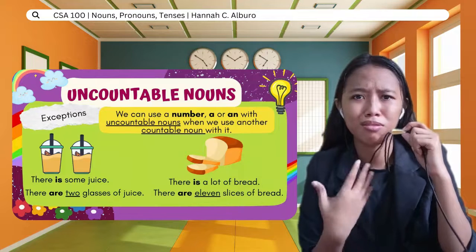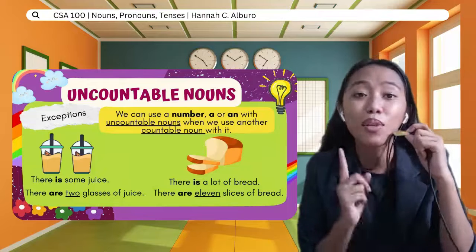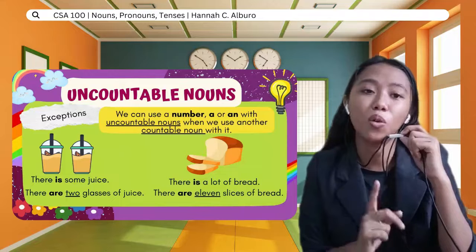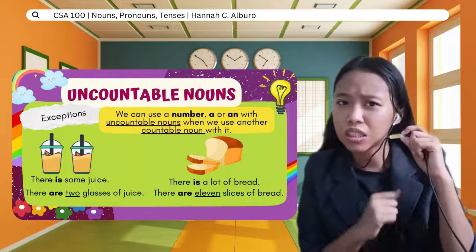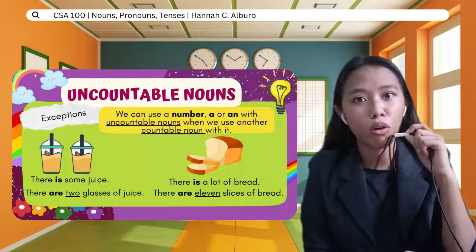There's no word such as juices, 'di ba? It is only juice. So that is why in the first sentence, we can only say there is some juice. Now, to the second sentence. There are 2 glasses of juice.